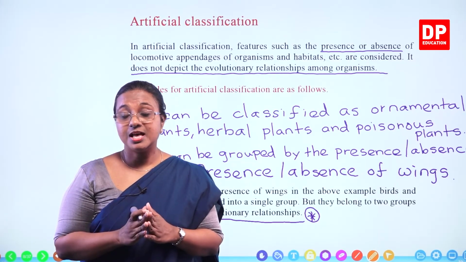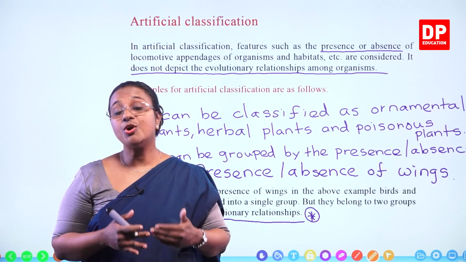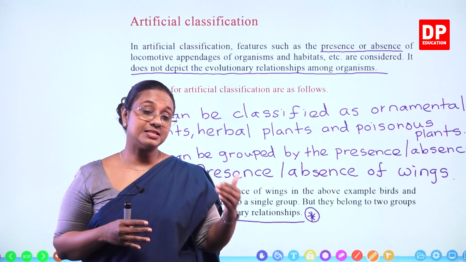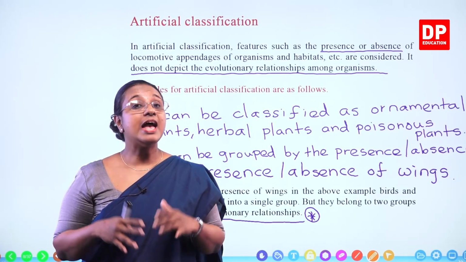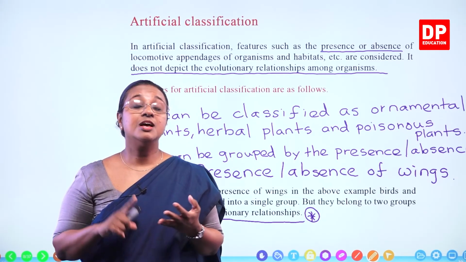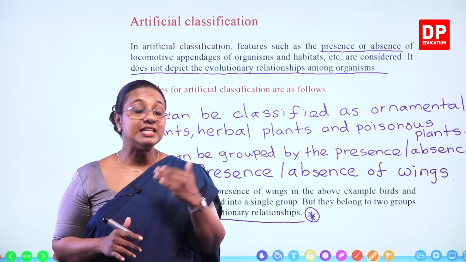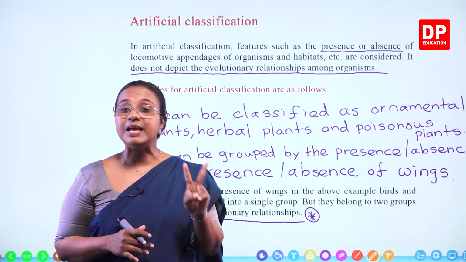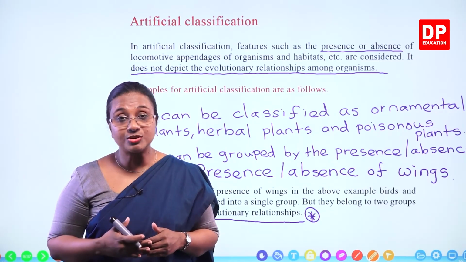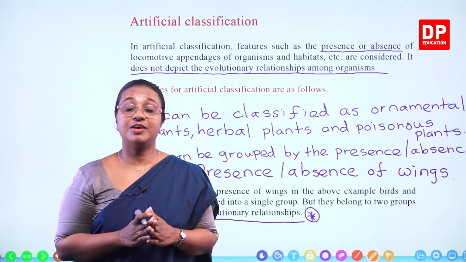So with this, students, I am going to end this chapter. In this chapter, I have introduced you all to classification, why we need to classify organisms, that is the significance of classification, and you all have to remember Aristotle and Carolus Linnaeus for introducing two classification systems. And thereafter I said there are two main types of classification, the artificial classification and the natural classification. So we have tried to understand the artificial classification here.